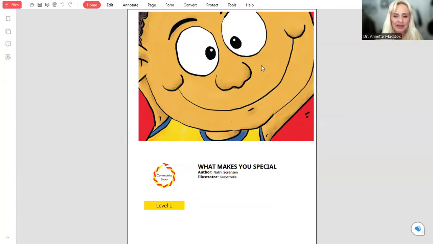It has a picture, also known as an illustration. And in this case, the illustrator's name is Graystroke. And the person who wrote the book is Nalini Sorensen. She's the author of the book. And so the title of the book is What Makes You Special? And then we can think, I wonder what the book is about. The title is What Makes You Special? So we think, maybe it tells us what makes a person special. Well, let's find out, and we're going to read the story together.